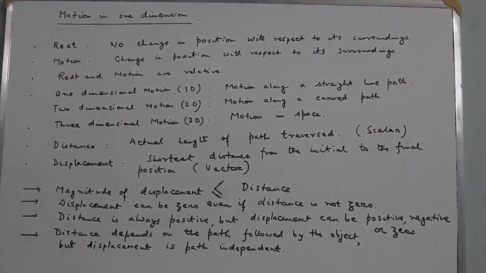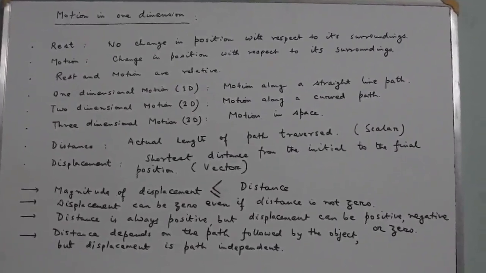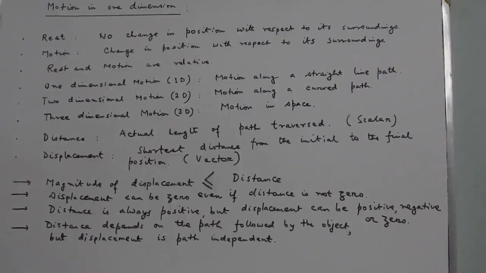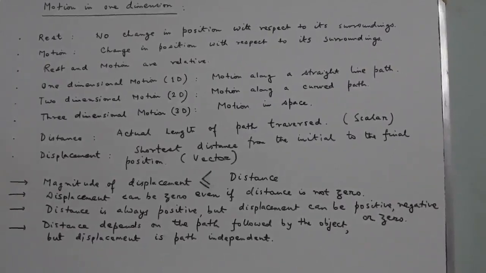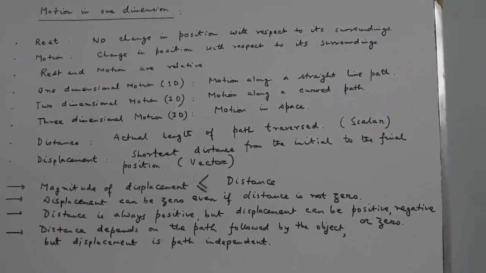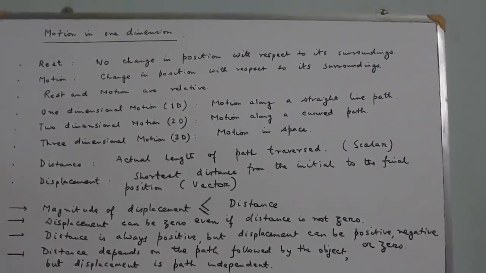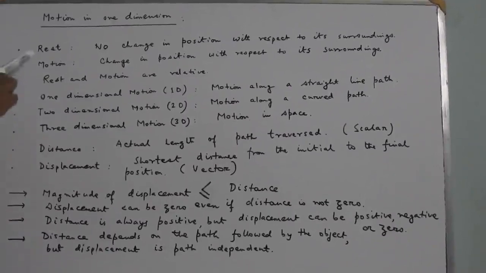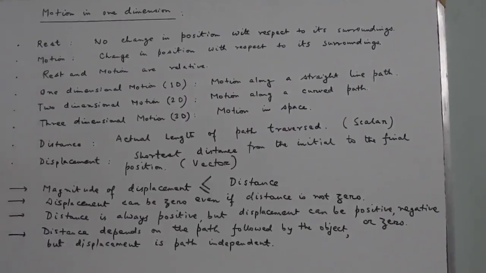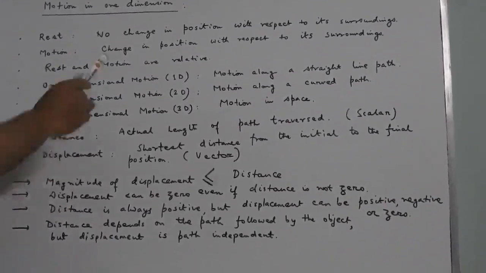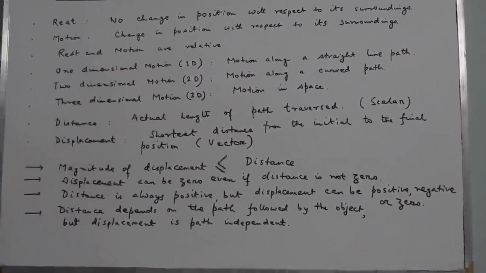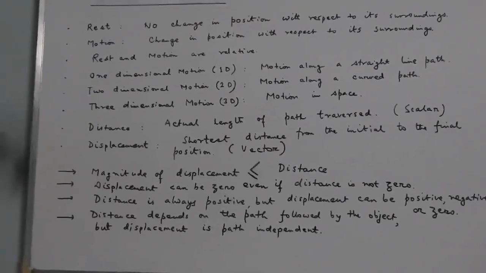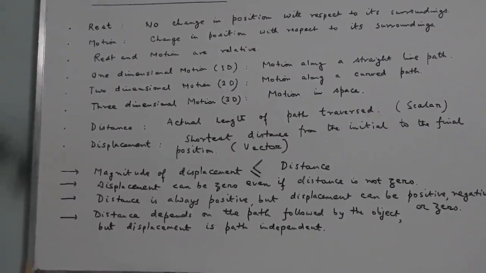So there are several examples where we can relate rest and motion, but they are purely relative or dependent on the observer. If an observer does not observe any change in position, then he or she will say that the object is at rest. And if an observer measures some change in position, then he or she will say that the object is in motion. The planets are in motion with respect to any observer on the earth.